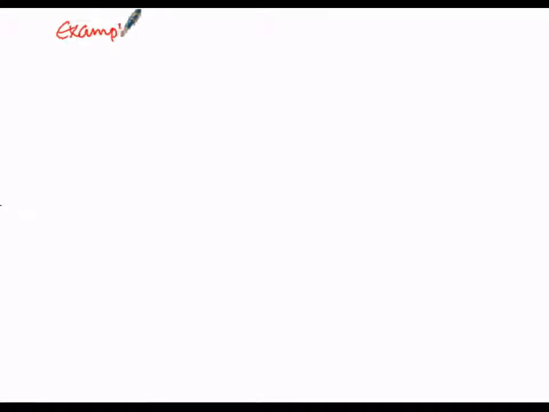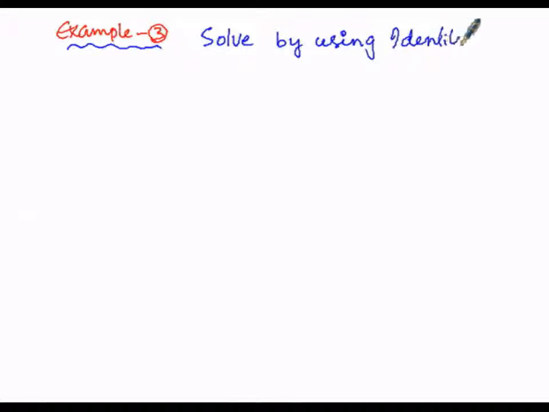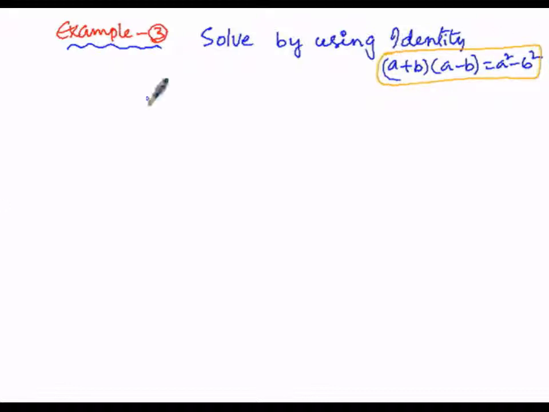Example number 3. Under this example number 3, we are going to solve by using the identity number 4. So, identity that is (a plus b) into (a minus b) is a square minus b square. So, here we are utilizing this identity and we are going to solve the condition which is nothing but (n plus 1) into (n minus 1) into (n square plus 1).